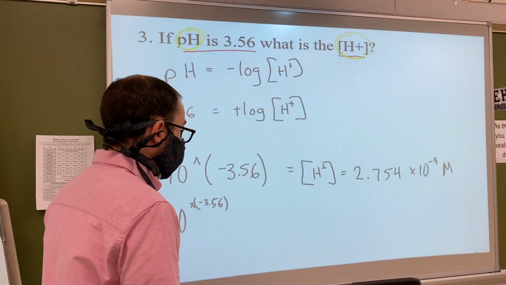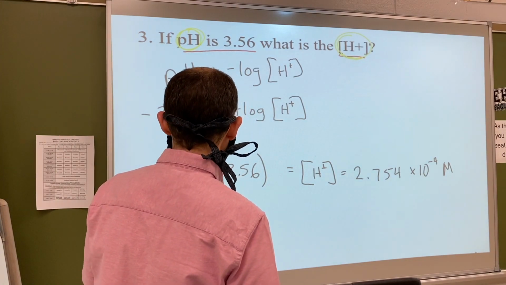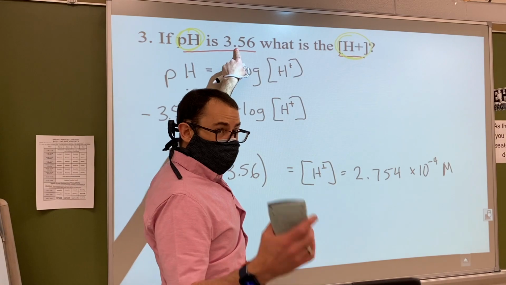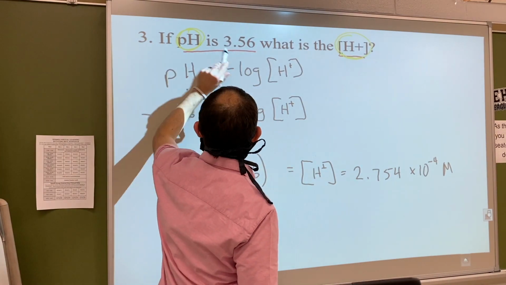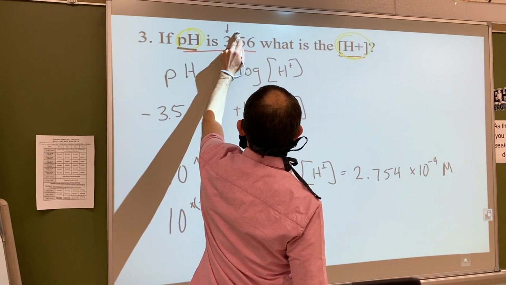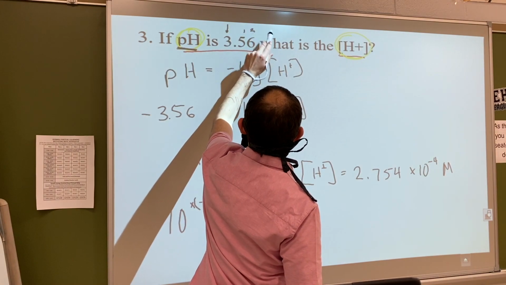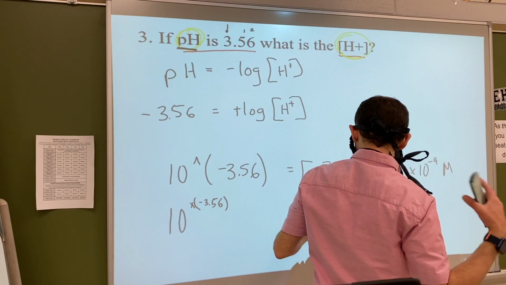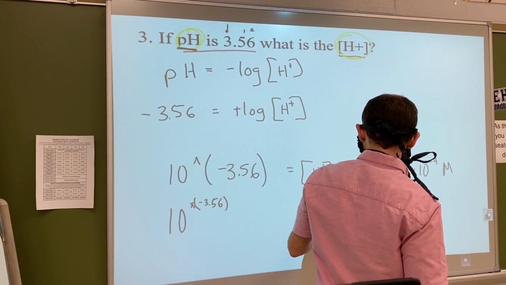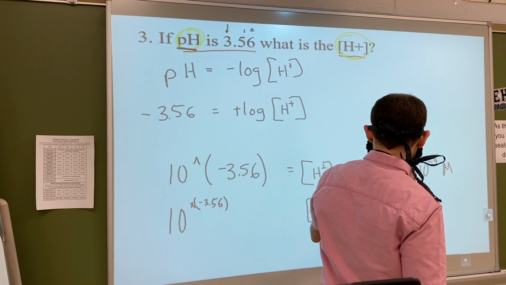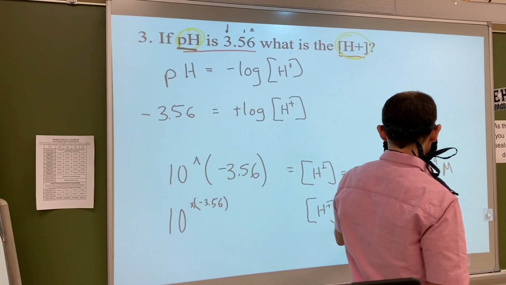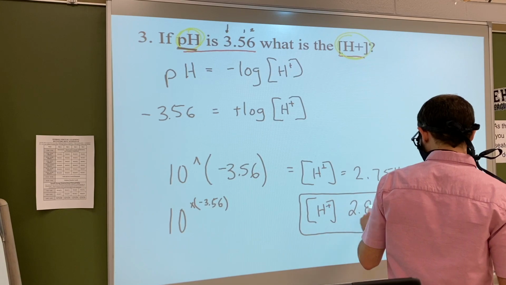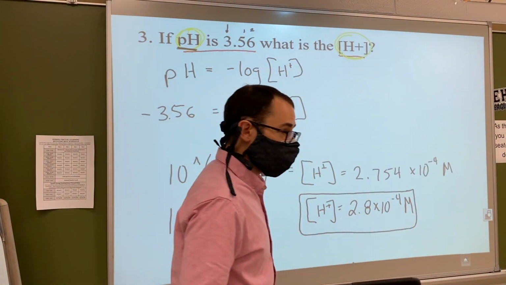Right, awesome. Okay, so now we need to do sig figs. So how many sig figs does this number up here have? It only has 2, right? Because this is pH. This number doesn't count, so we have 1 and then 2. So we need to round this to what? You can shout it out. Good, yeah, 2.8 times 10 to the negative 4. All right, any questions with that one?